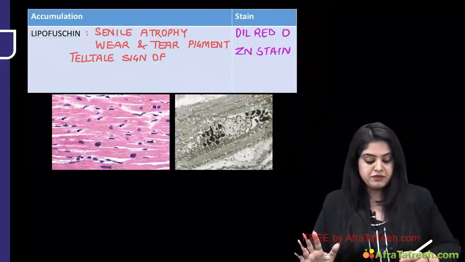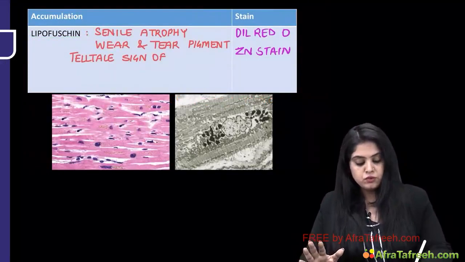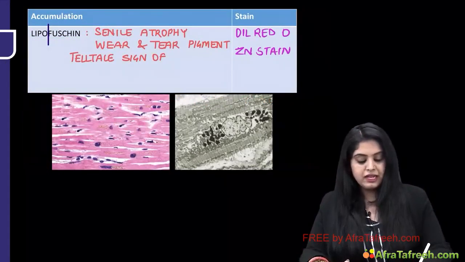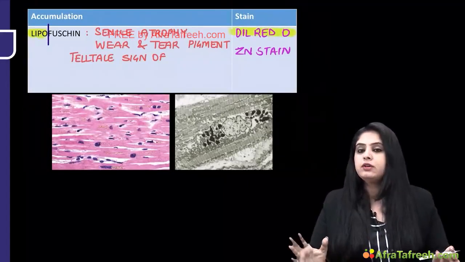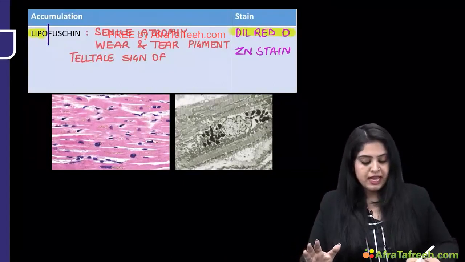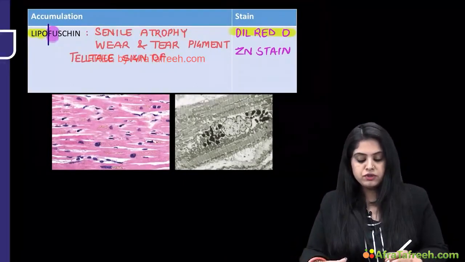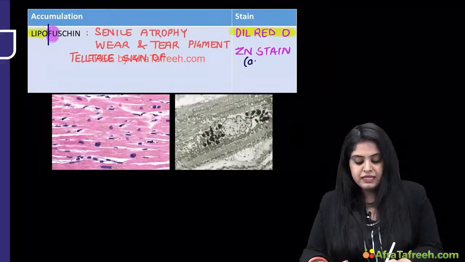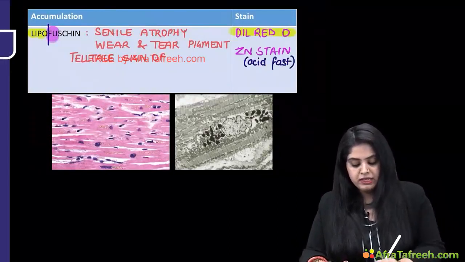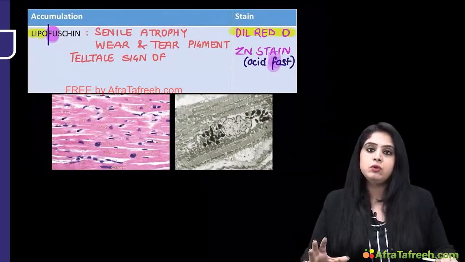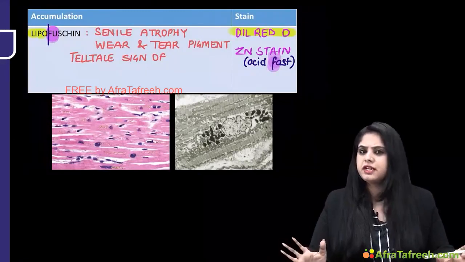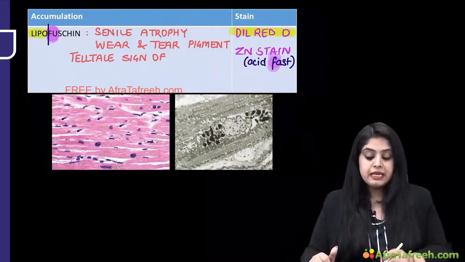First and foremost, everyone, please break this into two words: lipo and fuscin. Why do I say that? Because lipo will remind you of the special stain: lipo means oil red O. The special stain is oil red O. And what is fuscin going to remind you of? Fuscin will remind you of fast, acid fast. Means the stain for fast is what? It is going to be the ZN stain. So repeating, oil red O for fat, the lipo word, and for fuscin, fast. Stains noted. Now let's get into the concept.